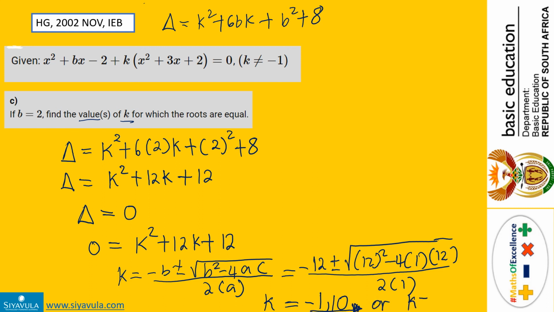Or k is equal to, let's try when it is like this, and then we're getting k is equal to minus 10.90, when I round off to 2 decimal places. So those are the values of k for which the roots will be equal, right? So we just used the quadratic formula there.